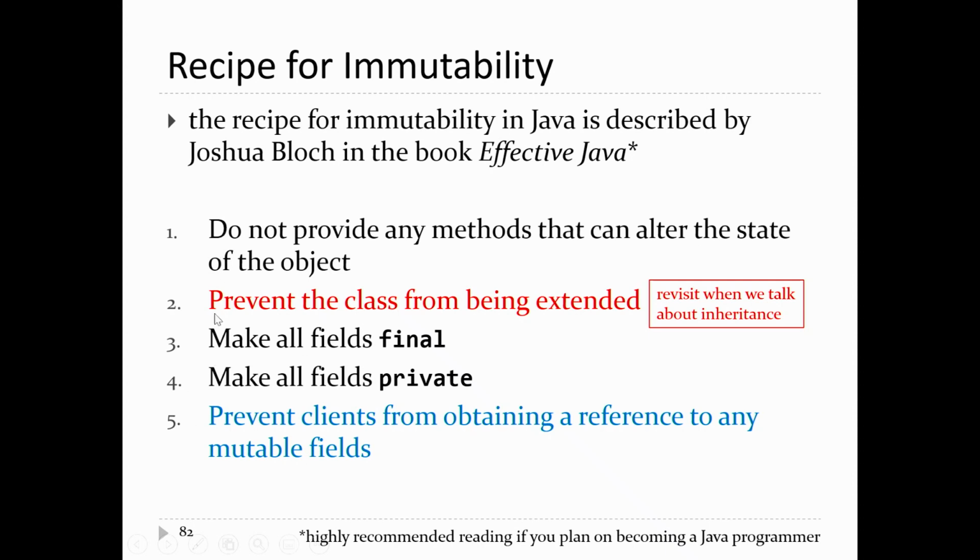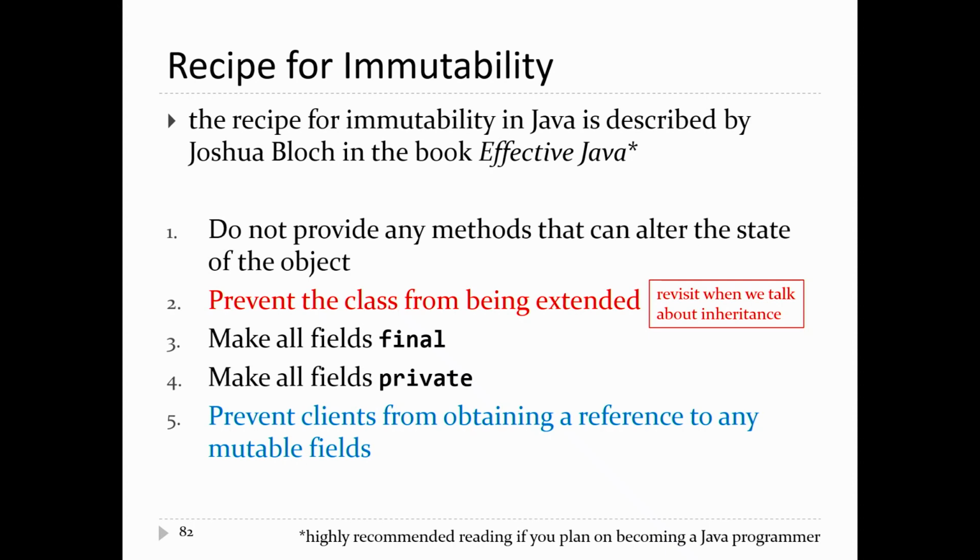And then we have these 2 in red and blue. So the red one we still don't know about yet, but the blue one we now know. You should now understand the reason why you need that rule. Prevent clients from obtaining a reference to any mutable fields, because if you give them a reference to a mutable field, they can mutate the field, and now your object state changes.